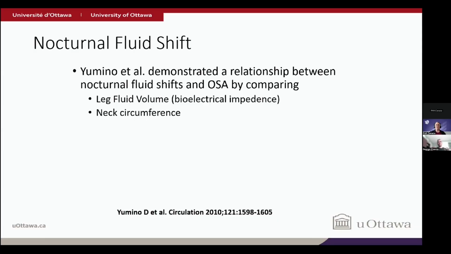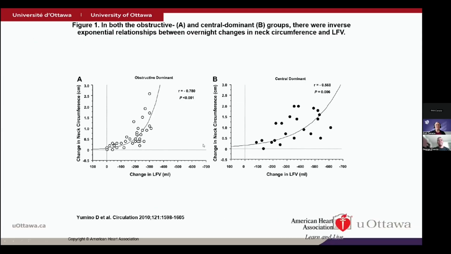In fact, they've done very nice studies that show as the night progresses, there's a change in leg fluid volume. On this scale, you can see it's going negative. So the leg fluid volume is decreasing as the night goes by, like the fluid's going away from the legs, and the neck circumference is increasing as the night goes by. What that means is the fluid is leaving the legs and redistributing, including around the neck, which makes apnea worse.